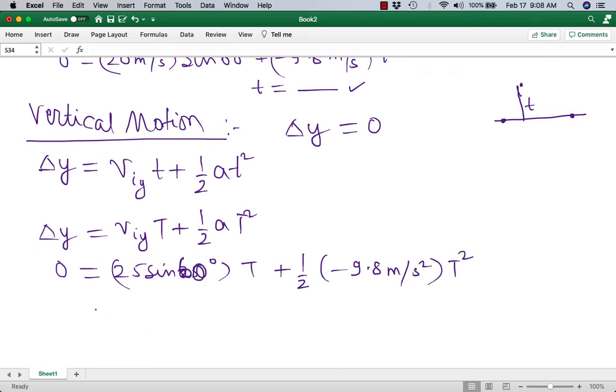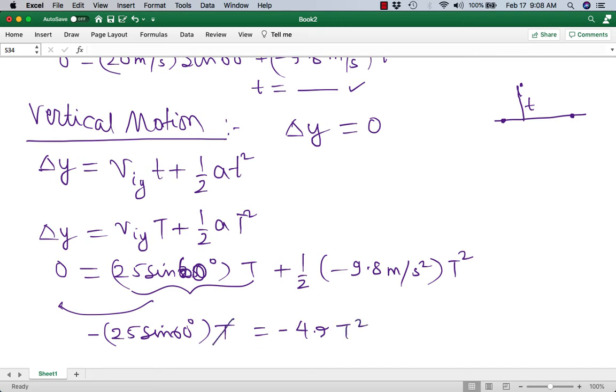Okay, so basically you can take this whole thing to the left, it becomes negative 25 sine 60 degrees times T, and then on this side you have negative 9.8 over 2, which is 4.9 T squared. So one of the T is cancelled, and you can also cancel negative and negative, so T is equal to 25 sine 60 degrees over 4.9. Okay, and then you can get the time by doing the calculation.